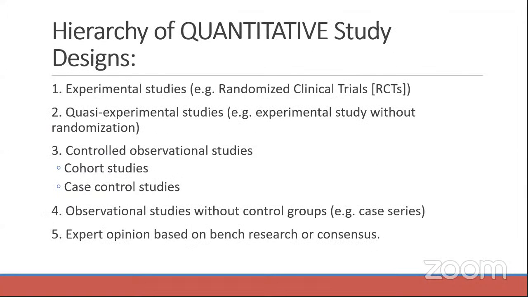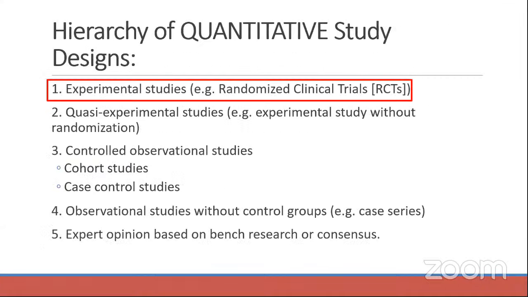Here comes the hierarchy of quantitative study designs. On the top, you have the experimental studies that include randomized clinical trials, followed by quasi-experimental studies, which will also include controlled clinical trials, that is experimental studies without randomization, followed by controlled observational studies and case series, followed by expert opinion. And today I'm exclusively describing systematic review of only the experimental studies, and some of these would apply for quasi-experimental, for example, controlled clinical trials too.